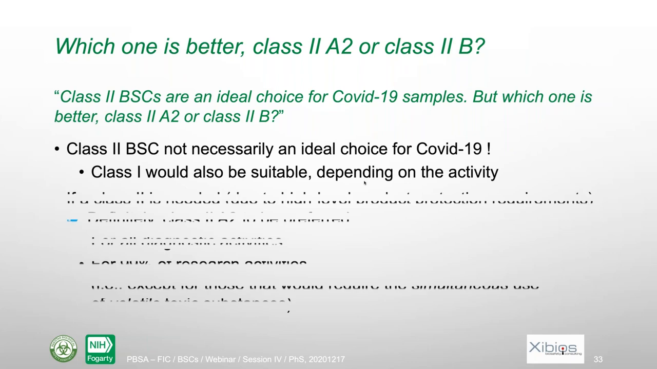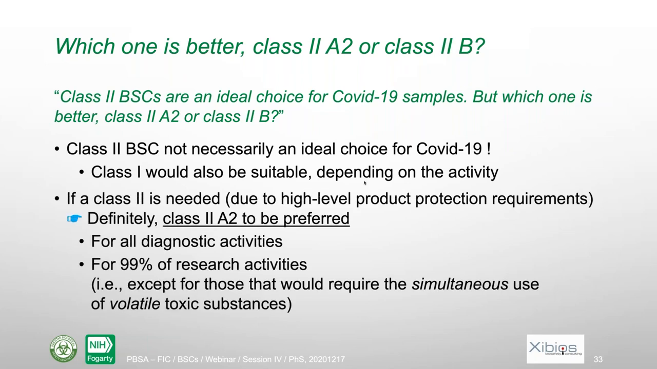And then if you look at the activity and if you consider that a class 2 cabinet is needed, then I would definitely recommend a class 2 A2. That means a normal type class 2 biosafety cabinet. That's true for practically all diagnostic activities and certainly true for more than 99% of the research activities. So class 2 A2 is really what you should have if you need a class 2 cabinet.